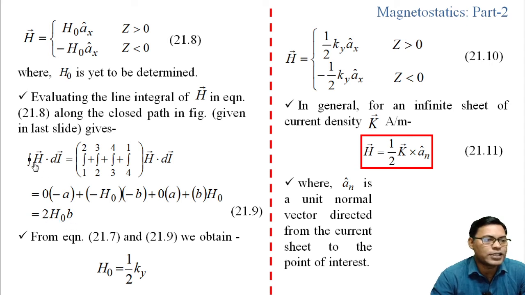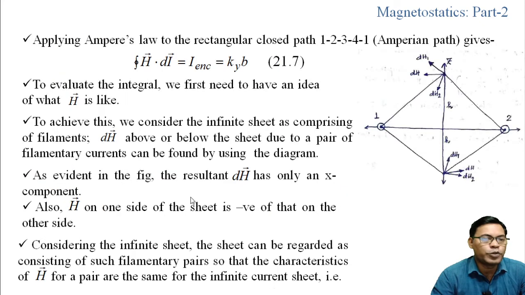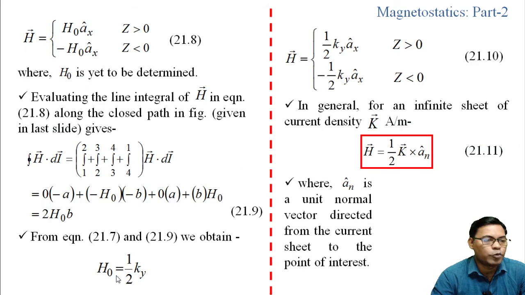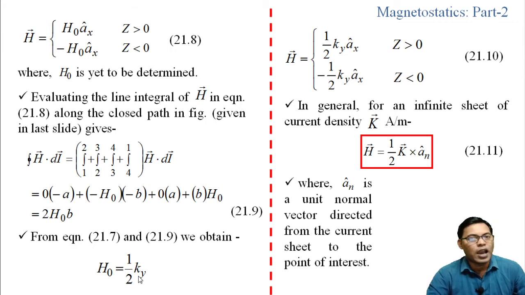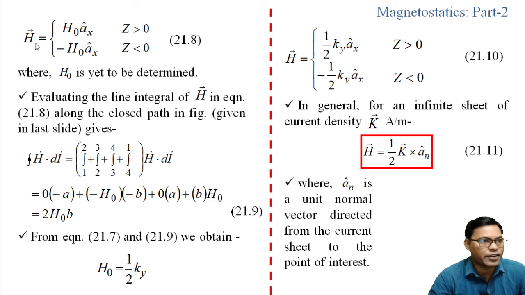So here you see that line integral of h dot dl we got twice of h naught b, but also we got h dot dl equals to I enclosed, that is equals to kyb. So by comparing this equation 7 and equation 9, we got the expression h naught equals to half into ky. So you can see that earlier we got the direction of the magnetic field. Now we got the magnitude of the H magnetic field intensity.